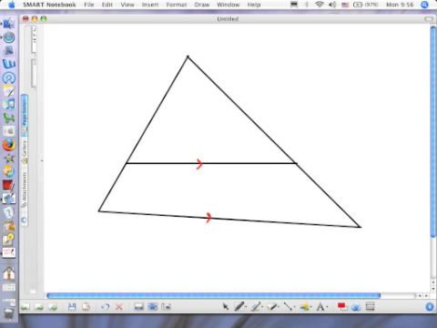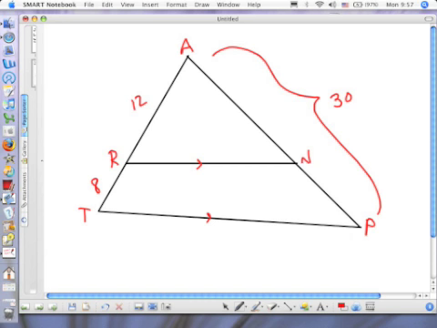All right, we have AR. In number 15, we were told that AR had a measure of 12. AT had a measure of 20, which means this is 8. AP was 30. RN was 15. Okay? And we were asked to find the missing pieces.